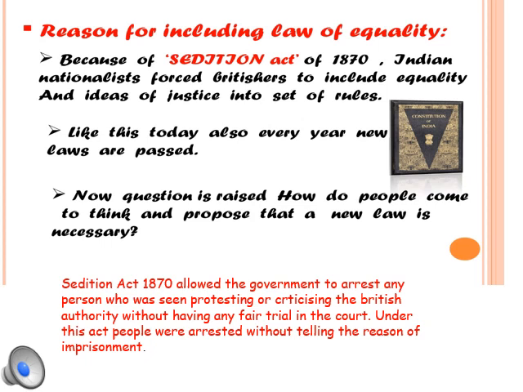Because during that period, what is the Sedition Act of 1870? During that period, the British government used to arrest any person who was seen protesting or criticizing the British authority, without any fair trial in court. Under this act, people were arrested without being told any reason, and they were imprisoned by the Britishers just because they were criticizing them, because they had raised their voice against how the Britishers were dominating them. That is the reason why we Indians asked for the right to equality, and they included equality and the ideas of justice into the set of rules.